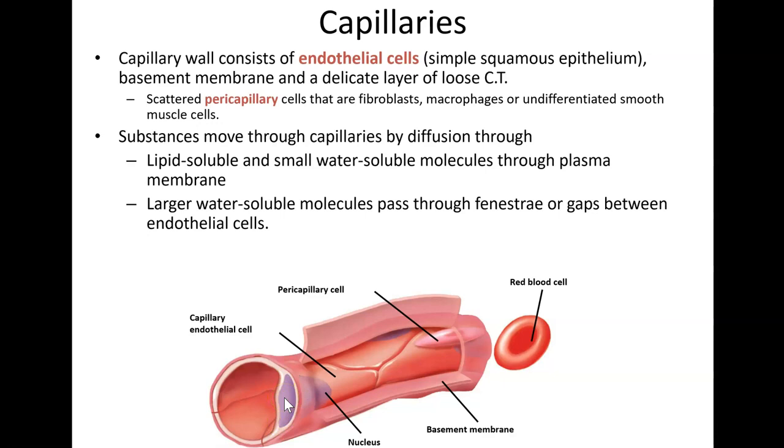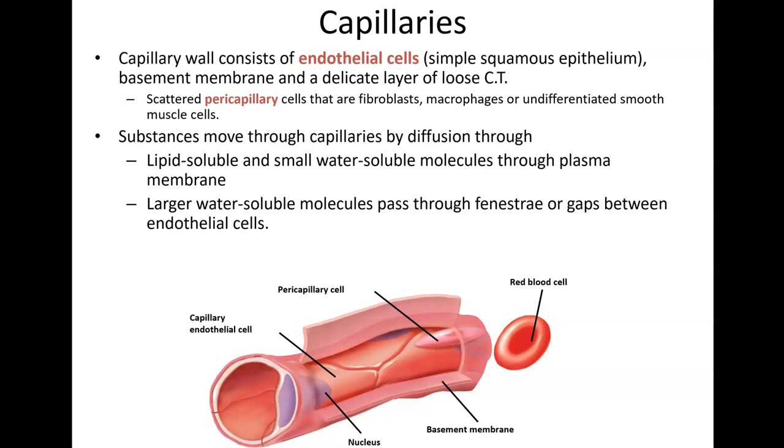We're also going to have a basement membrane and a delicate layer of loose connective tissue to really give the capillary some support. We will also have some scattered pericapillary cells that are really just fibroblasts, macrophages, or undifferentiated smooth muscle cells. We will have substances moving through our capillaries, and by diffusion they can leave or enter the capillary.